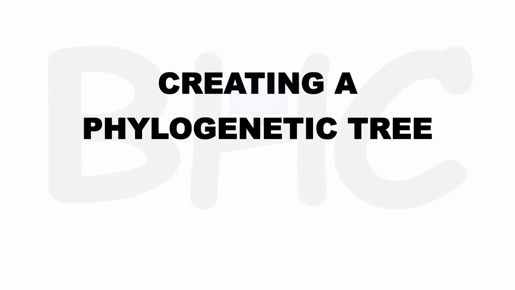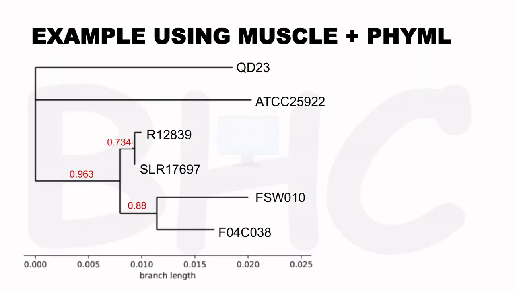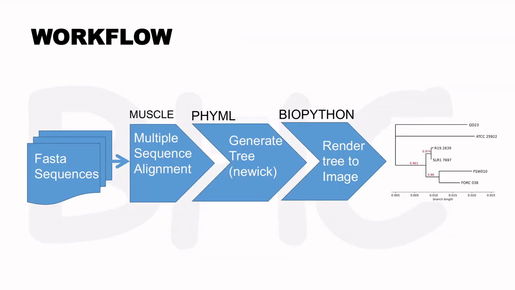In today's video, I'm going to show you how to draw this cool phylogenetic tree using MUSCLE and PHYML. And we are going to do this in just four simple steps. We are going to download our fasta sequences, perform multiple sequence alignments, generate the tree, and then render the tree to an image which will be saved as a file for further processing.